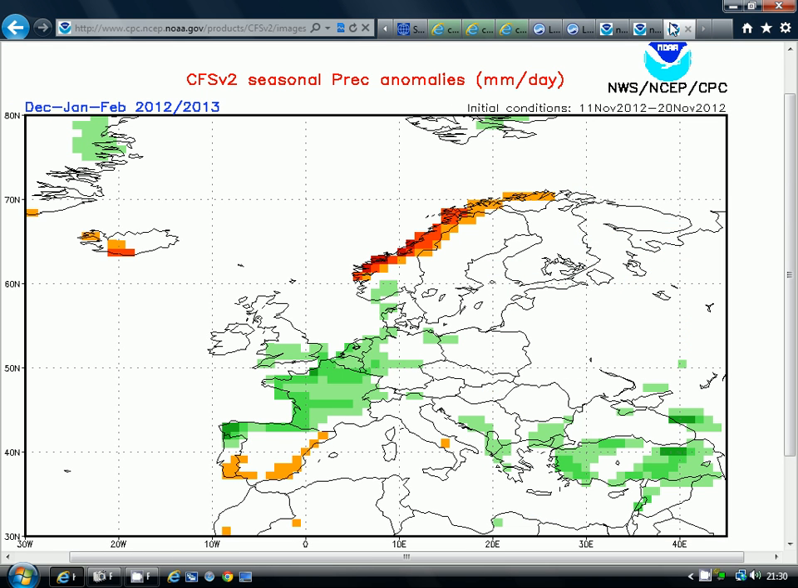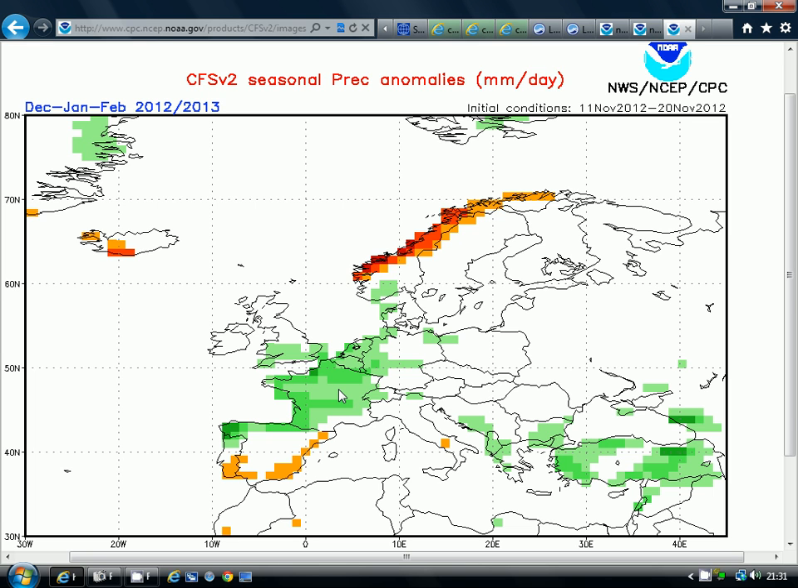For precipitation, again, this is quite interesting. We've got a signal still, as we've had very much of the autumn, for above average precipitation around Norway and a little bit around Iceland as well. Above average precipitation for Norway and for Iceland as well, and above average precipitation though through France and stretching into central parts of Europe.